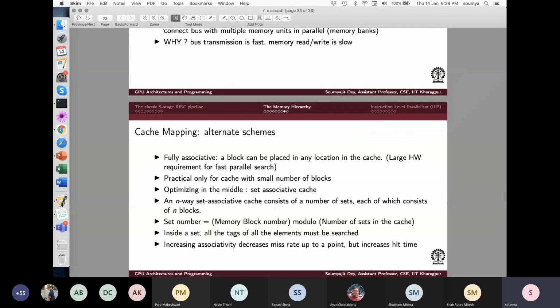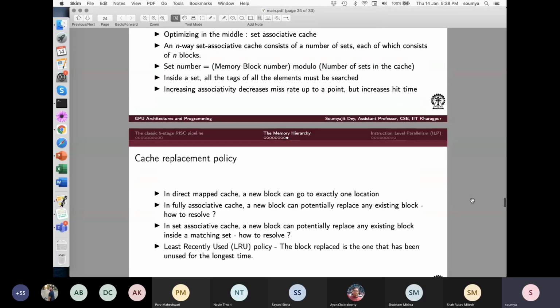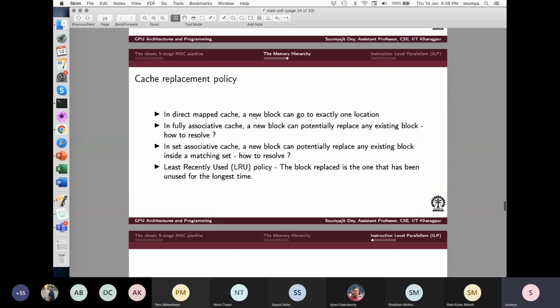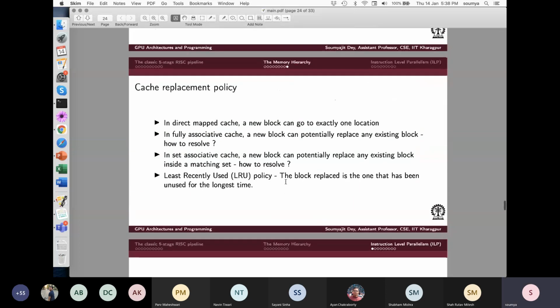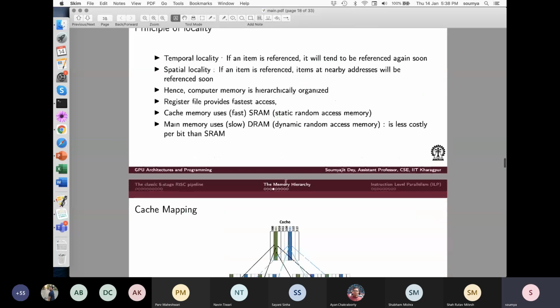For the cache maps, you have three possibilities: fully associative, set associative, and direct-mapped caches. And what are the advantages and disadvantages of those? And what is a cache replacement policy? Typically we use the LRU policy, where you keep a count of the least recently used data block, and you replace it. So if you have any issue with the cache part, please tell me.